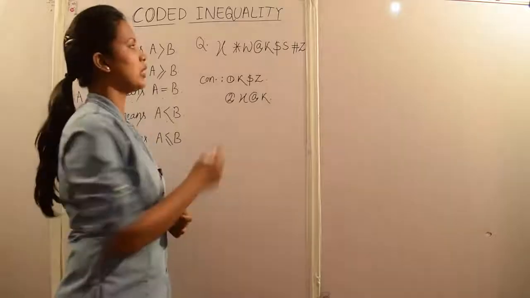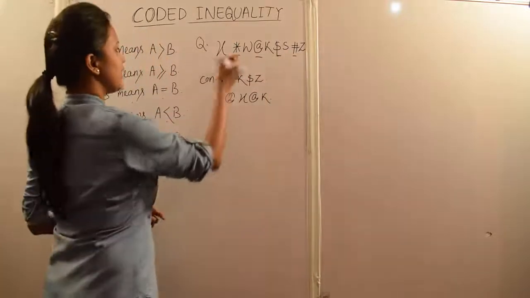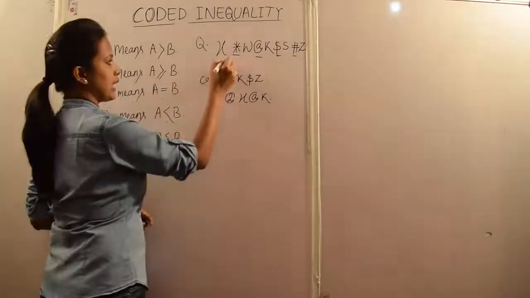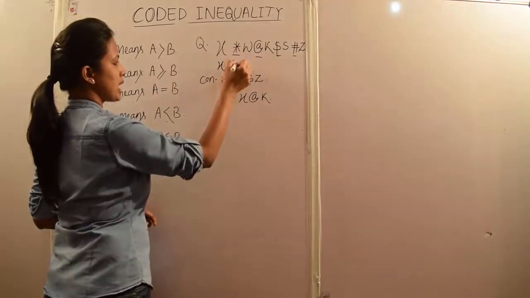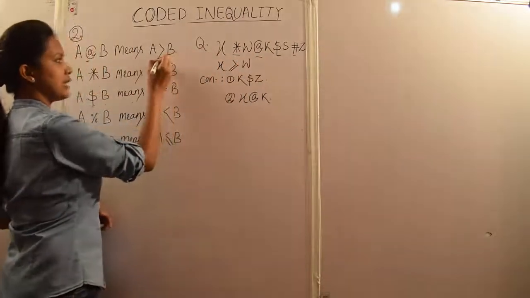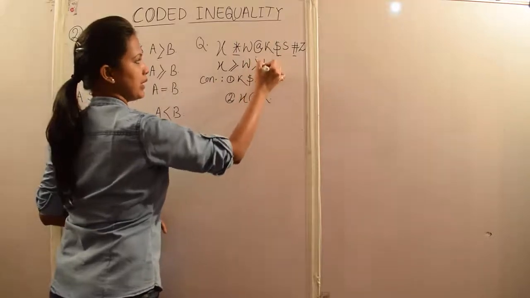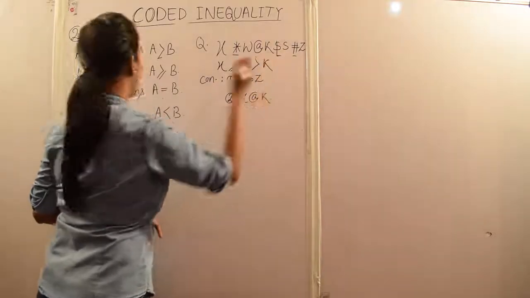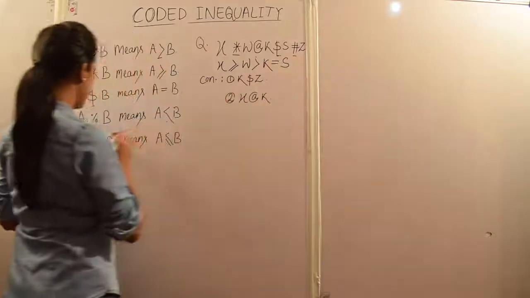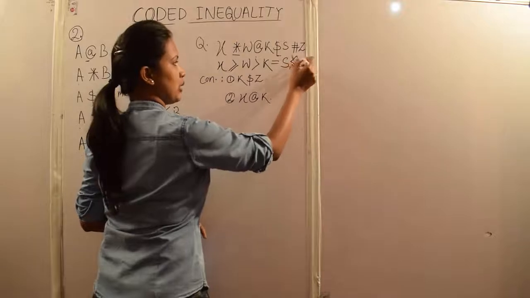Before this, first of all, we replace these symbols with the inequalities. Here star means A is greater than or equal to B, so I can replace the star symbol with the greater than or equal to symbol. Then @ means greater than, so we replace the @ symbol with the greater than symbol, that is greater than K. And dollar is equal to, that is K is equal to S. Hash means less than or equal to, that is S is less than or equal to Z.